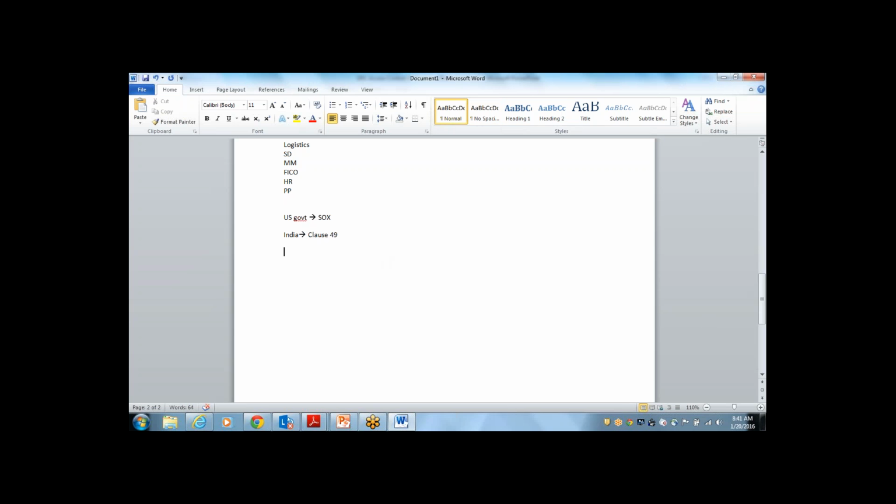And if you say like Japan, they have JSOX. If you take Canada, they have investment protection and law something. Okay, each country will have their own acts. They should follow those acts.